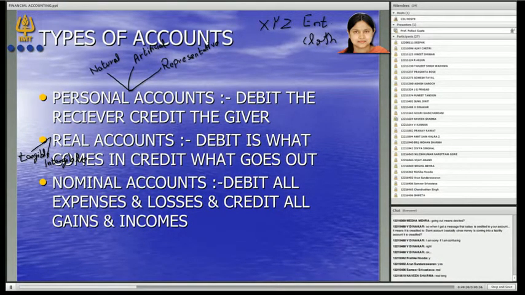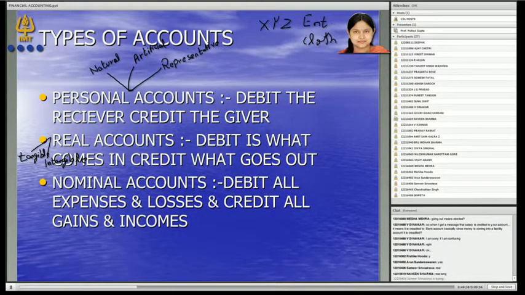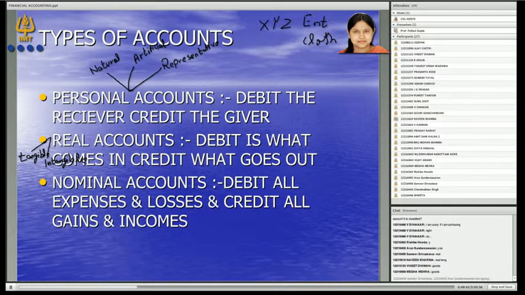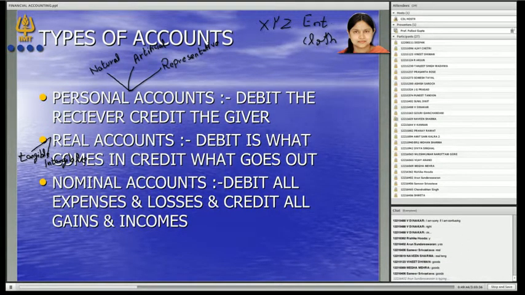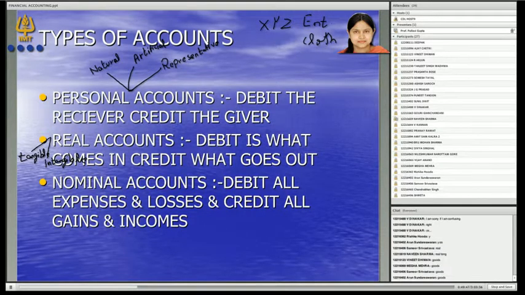Now what is coming in the business? Cash is coming in or goods are coming in? Goods are coming in. So when goods are coming in, the real account rule says debit what comes in. So goods are staying in the purchase account, so I should debit the purchase account. Purchase account debit, and cash is going out because I have to make the payment in cash. Purchase account debit to cash. Clear with everyone?